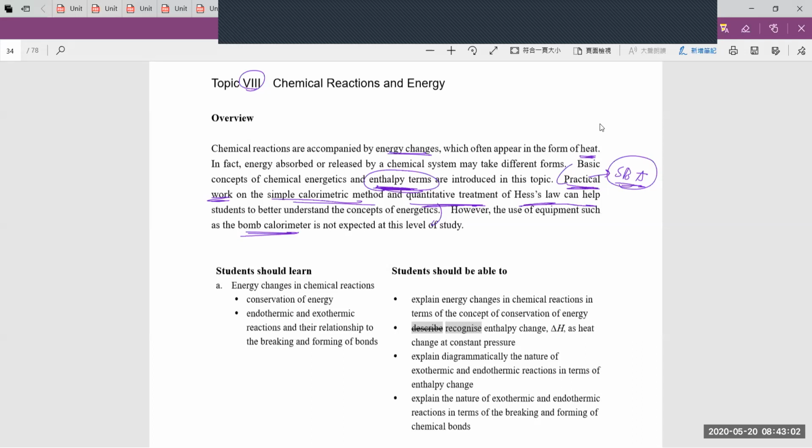I want to attain the assumption that the heat released due to the reaction is all absorbed by water. Okay, this is what you need to know about the bomb calorimeter.